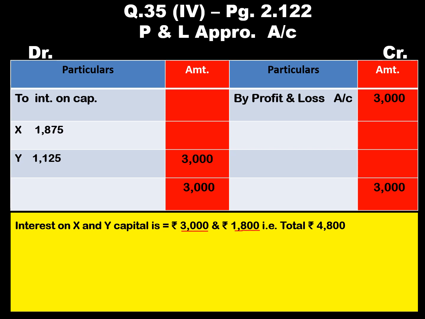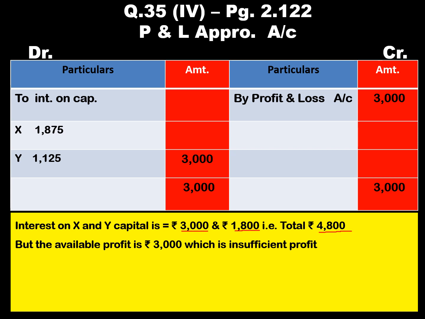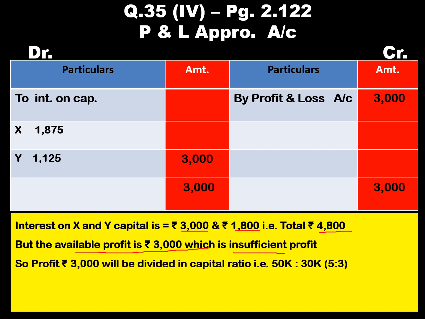So the total burden on the firm is 4,800, but the available profit is only 3,000. So it's a case of insufficient profits, and now we cannot provide full interest on capital. So what we will do is divide this profit of 3,000 rupees in their capital ratio.